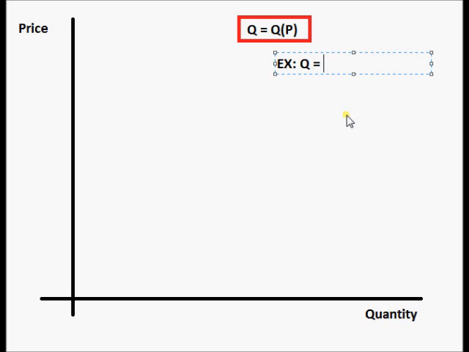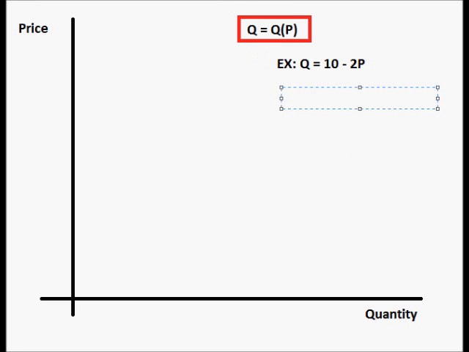Q equals some function of P, but I'm going to make it a nice simple function: 10 minus 2P. You've got a slope and you've got an intercept. But there is a problem here. Back in your high school math class, this was y equals mx plus b. If you were going to have it in slope-intercept form, that's how you would think about it.